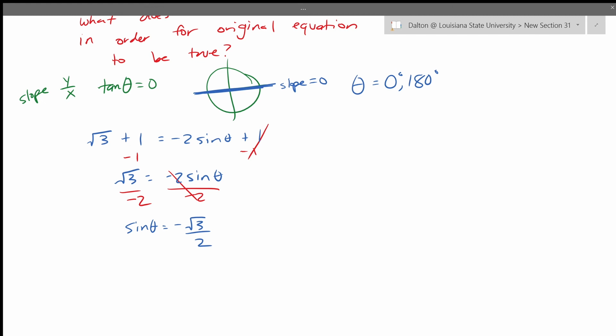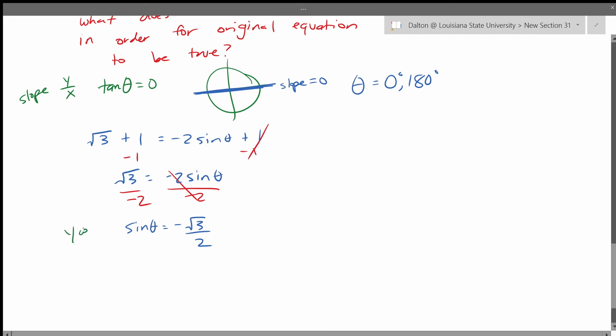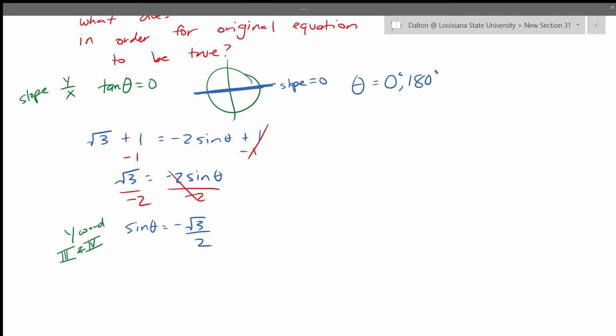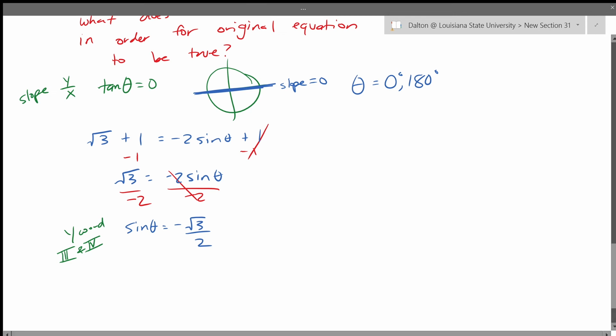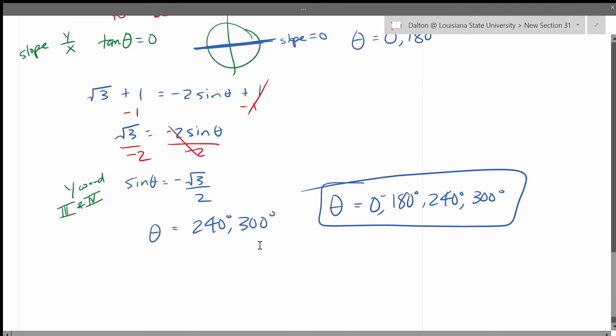Things to note, we remember that sine is the y-coordinate. The other thing to note is that it is negative. Y values are negative in the third and fourth quadrants. So what angles in the third and the fourth quadrants give me y values of negative square root of 3 over 2? Well, that will be where theta is equal to 240 degrees and 300 degrees. So this answer actually contains 4 angles. Theta could be 0, 180 degrees, 240 degrees, and 300 degrees.